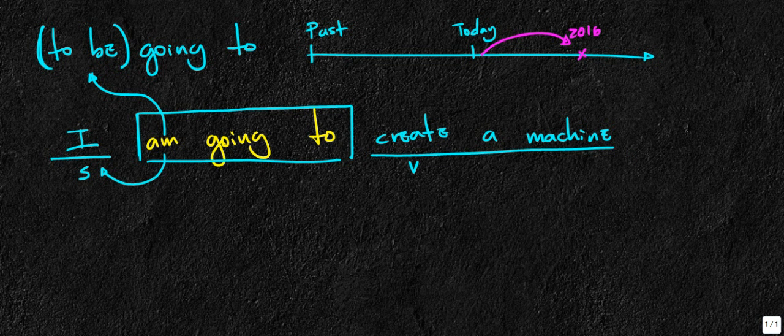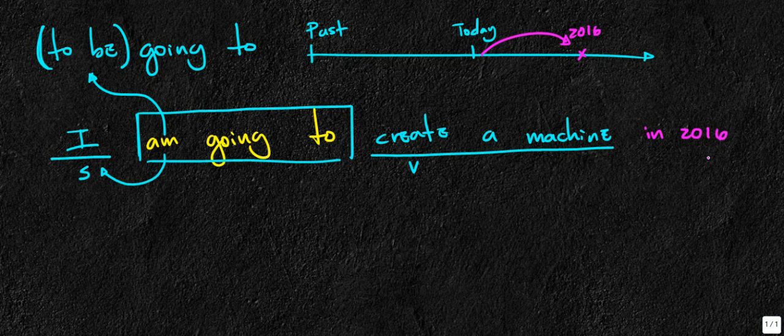And you can even, if you want, give me an expression of time, because this expression is telling me that you don't create a machine frequently. It's not that you create a machine normally. It's that you are going to, in the future, create a machine. So you can even give me an expression of time and say, I am going to create a machine in 2016, for example. All right.